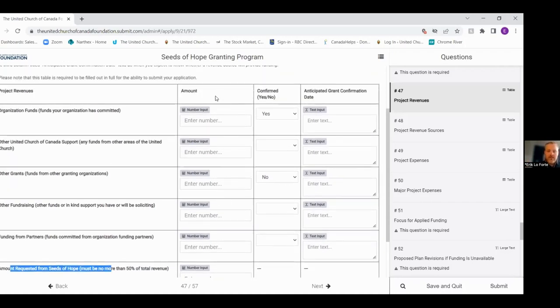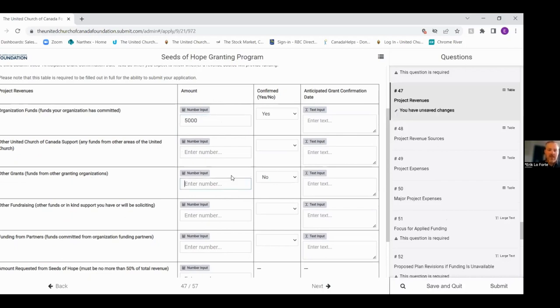The next column is just how much money. So for organization, you can say, you know what, our organization is giving $5,000 and we don't have any other support. We have maybe other grants in the pipeline for a total of $10,000. So we type that in there.